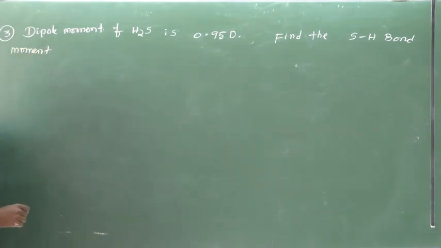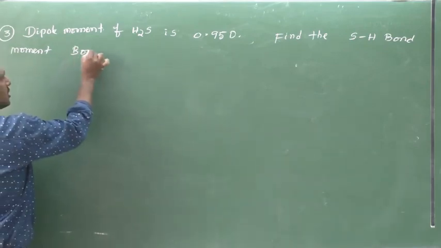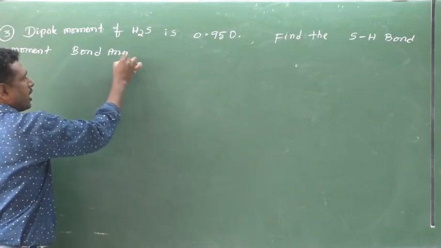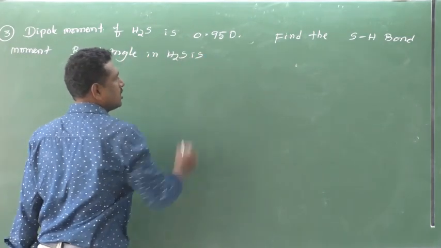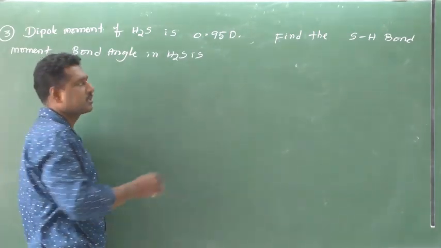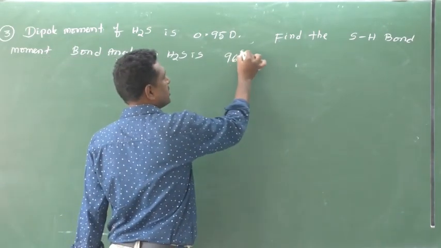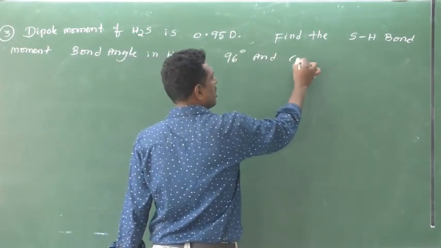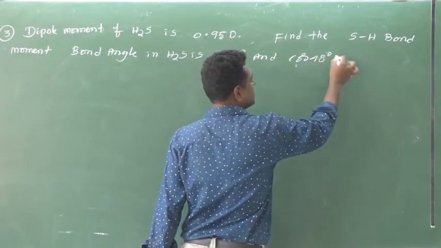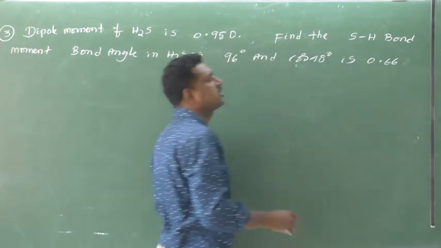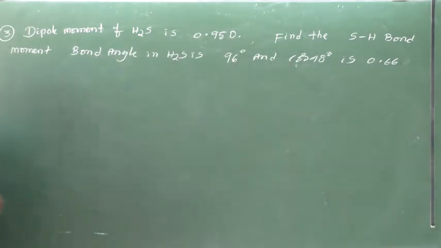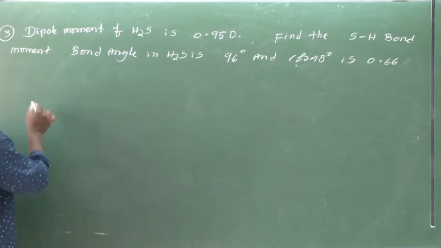SH bond moment. The bond angle in H2S is 96 degrees, and cos 48 degrees is 0.66. The value is here. So now we calculate the bond moment.